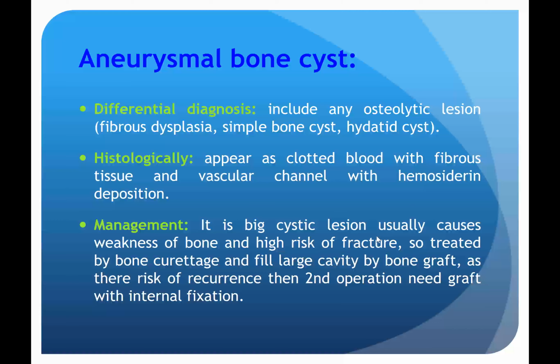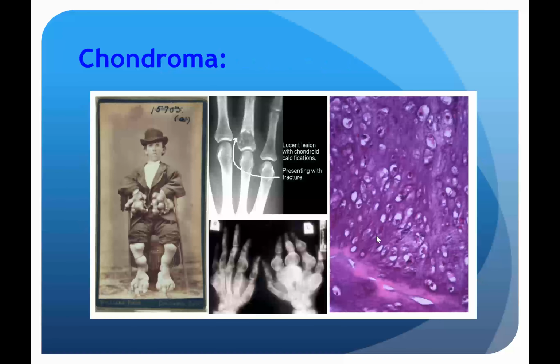Histologically, there is clotted blood and fibrous tissue with vascular channels and hemosiderin deposits. Management: if the cyst is big, we have to do curettage and bone graft. If there is recurrence, we do a second surgery and remove the tumor, a second bone graft, and may need to do fixation.